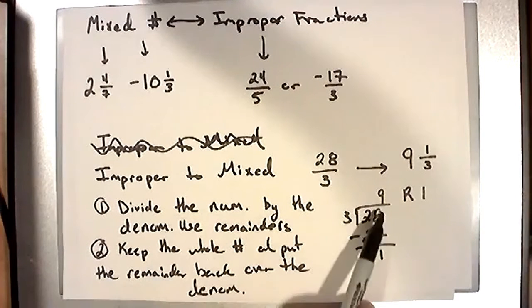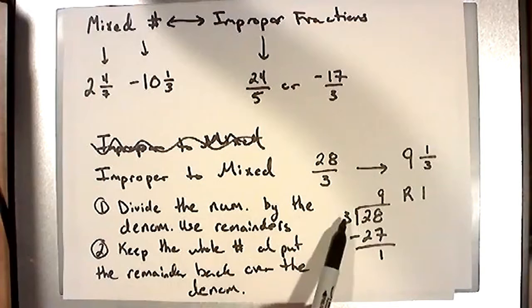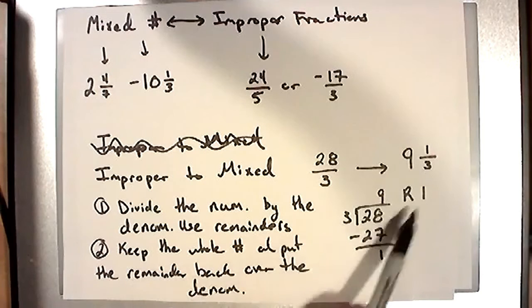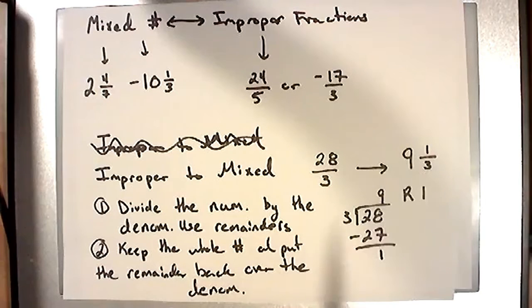So again, divide the numerator, 28, by the denominator, 3. 3 goes into 28 9 times with 1 remainder. Keep the whole number, 9, and put the remainder, which was 1, back over the denominator of 3. All right? So that's a quick example on improper to mixed. We'll do another example here in just a moment.